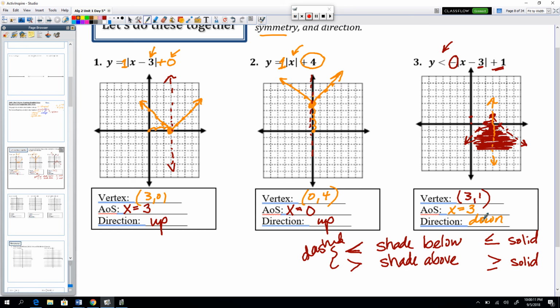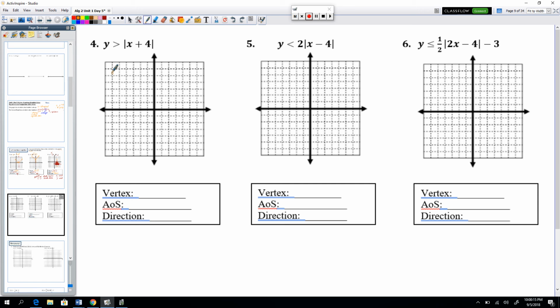Okay, let's take a look at the next problem. Once again, inequality. So from here on out, we're talking inequality, so all of these are going to need some shading. So y greater than the absolute value of x plus 4. Once again, we have this invisible little plus 0, so there's no up-down shift. So let's start at 0, 0. We're not going up or down. We are going left, right.